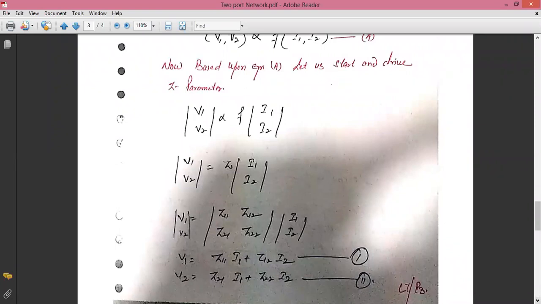So what do you get? You get V1 is equal to Z11 I1 plus Z12 I2, and V2 is equal to Z21 I1 plus Z22 I2. So you are getting these two equations. Now mind it, based upon these two equations, you are getting the result.